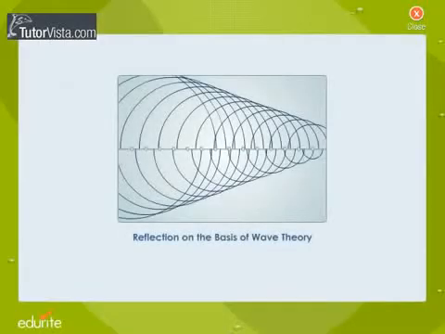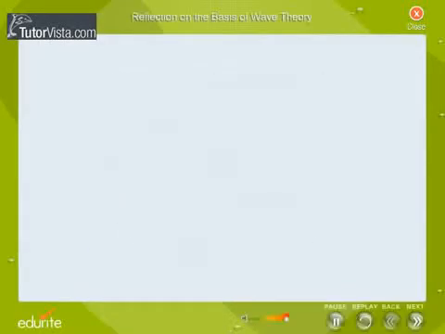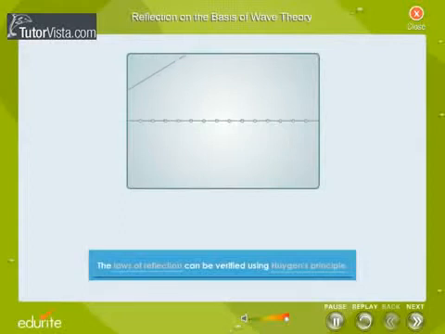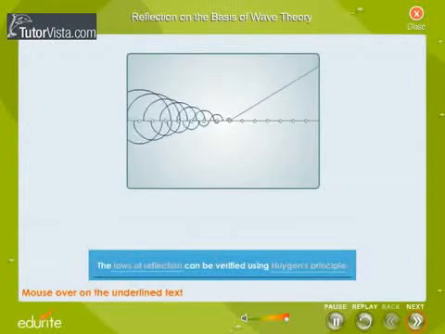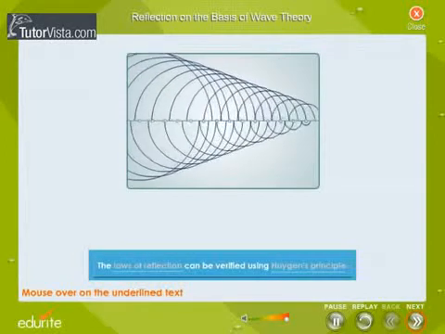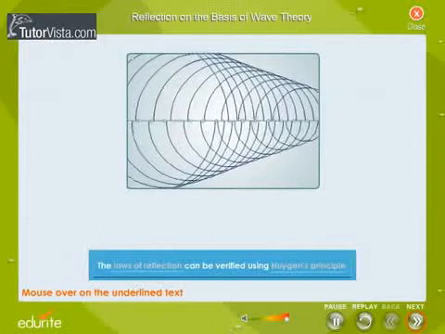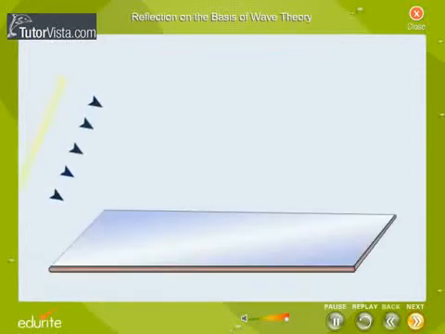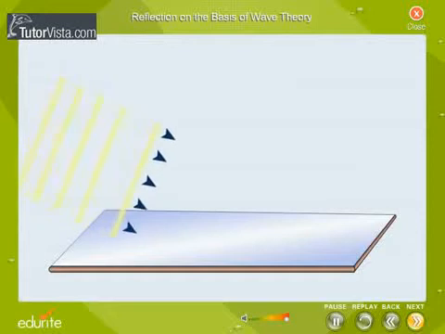Reflection on the basis of wave theory. The laws of reflection can be verified using Huygens principle. First, we have to determine the secondary wavefront using Huygens construction.